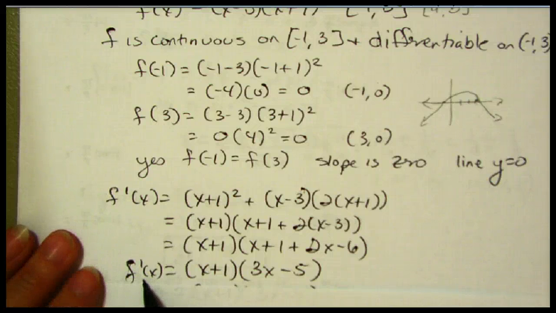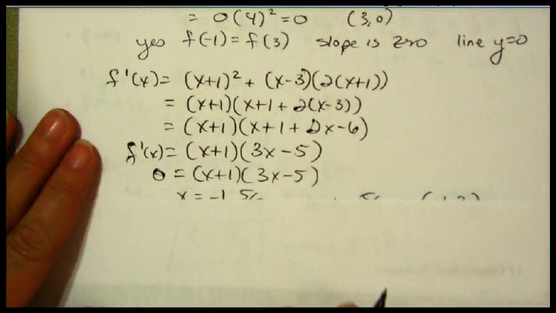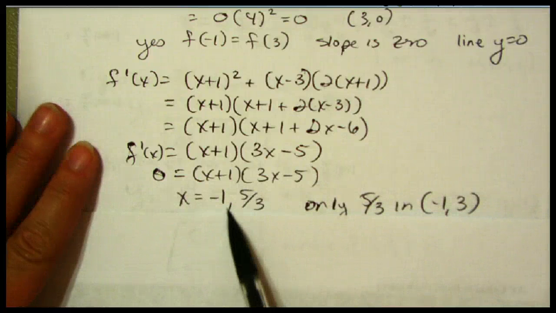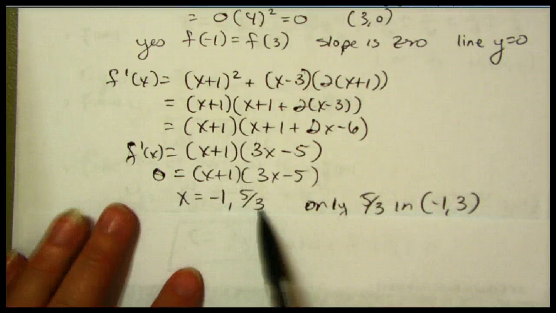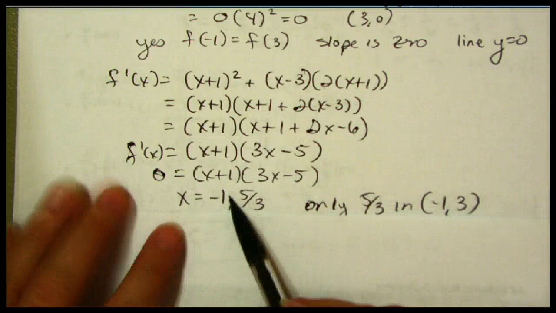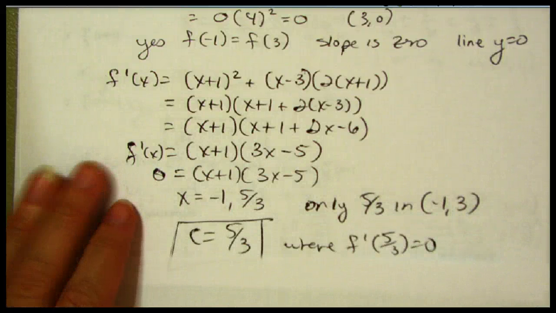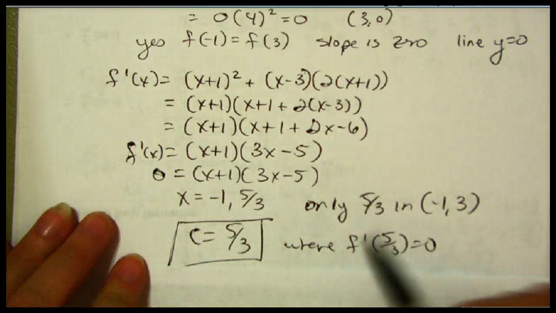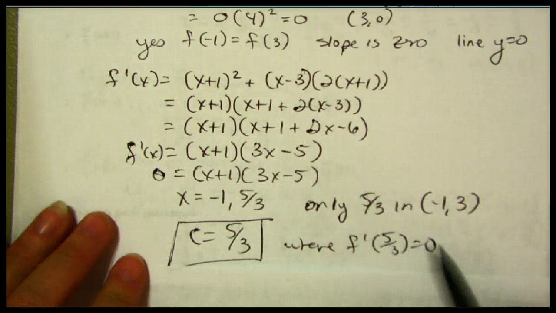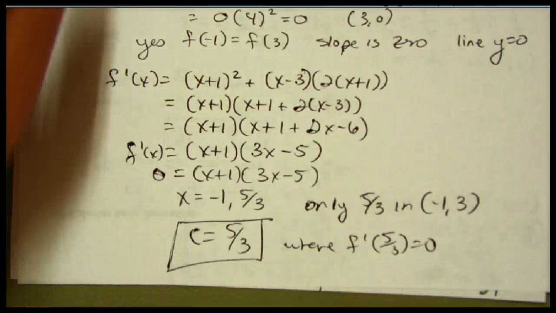I'm going to look for some c in which this slope is 0. So let's set it equal to 0. I'm going to set each one of those equal to 0. I get -1 and 5/3. But it has to be on the open interval -1 to 3, not the closed. So -1 does not fit in, so it must only be 5/3. That is my c value. So f prime of 5/3 equals 0. That slope at this point is 0 for the tangent line. That's an example of Rolle's theorem.